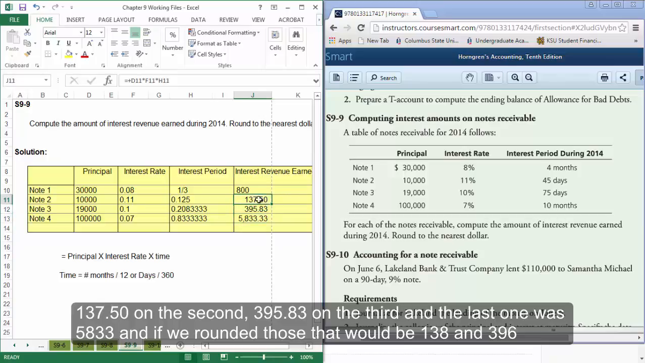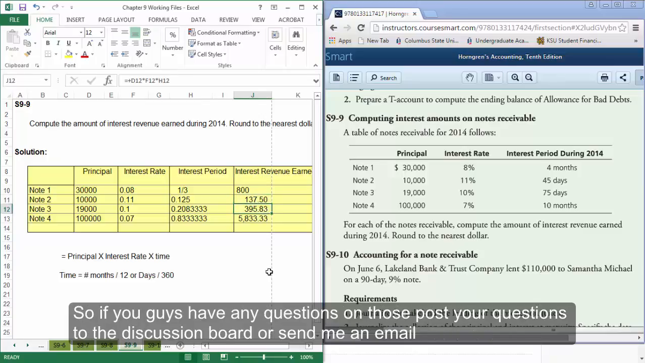And if we rounded those, that would be $138 and $396. All right. So if you guys have any questions on those, post your questions to the discussion board or send me an email.